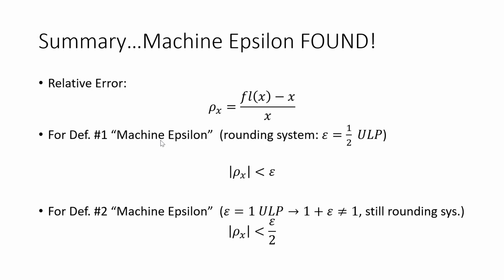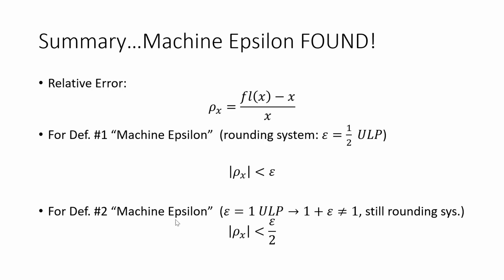Let's talk about the first definition of machine epsilon. We're talking about a rounding floating point system. In that first definition, epsilon is defined as 1/2 the units in last place, or 1/2 of the least significant figure in the significand. When that's the case, the bound on relative error is going to be less than that definition of machine epsilon.